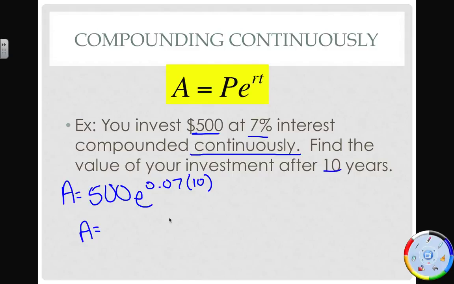And I get 1,006. Now, that doesn't seem like it's much of a difference from the previous problem, where it was $1,004. Okay, so I got 1,006.88, so that's how much I would have in my account. But it does actually make a difference with bigger investments. With bigger investments, $2 really could end up being like a $20,000 difference if you had invested more money.